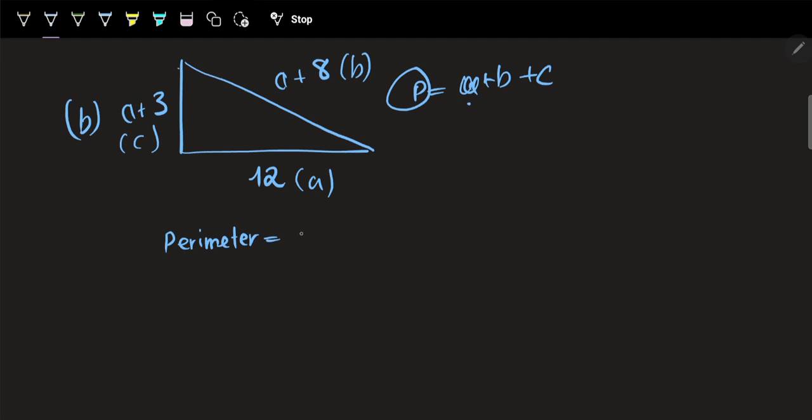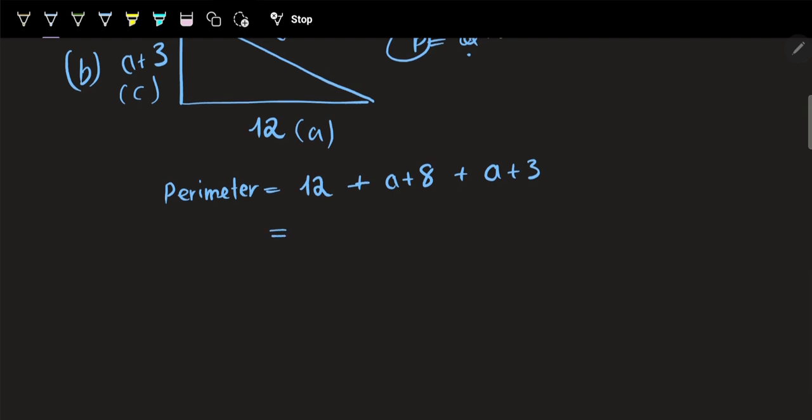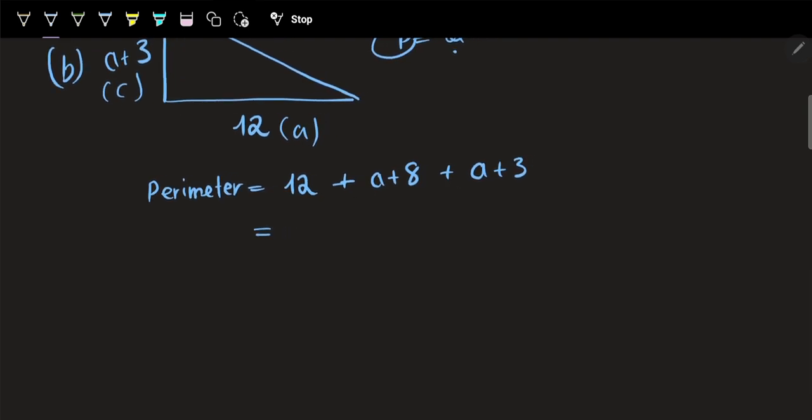So the perimeter equals A, which is 12, plus B, which is a plus 8, plus C, which is a plus 3. Okay, so we collect the like terms. Again, the a's are both 1a. Are they like terms? Well, they're both multiplied to a and raised to the same power. So 1a plus 1a equals 2a.